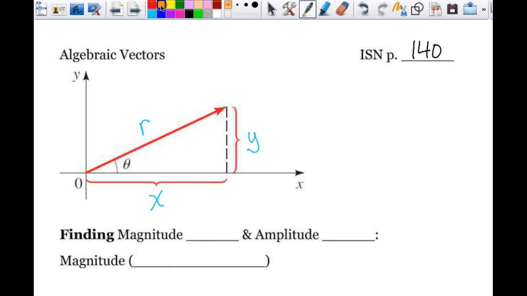And so what r actually represents is the magnitude of the vector. And magnitude really just means what? Length. Okay, it's just the length. That's all it is. So this vector, whatever it is, vector r, I can represent like this: x, y.